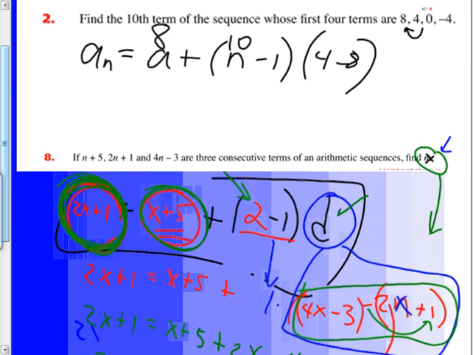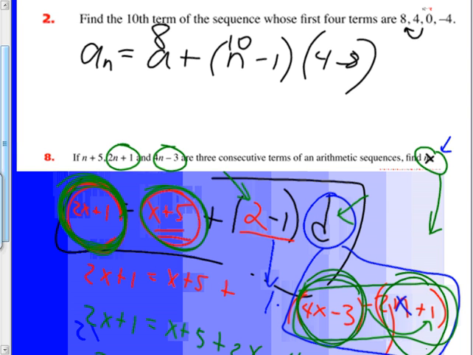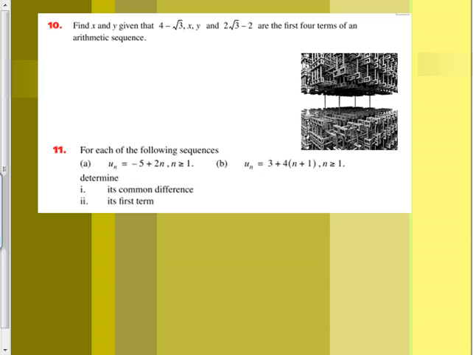Our D was our common difference, found by taking one of these terms and subtracting the other term. It works best if we subtract these two that were different than the ones we had used in our original. I don't think you would have had to do that, but it's not a bad idea. All right, yes?